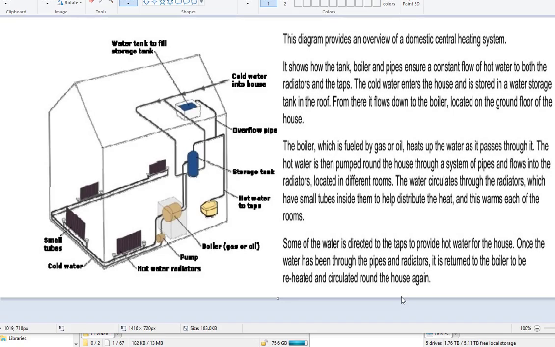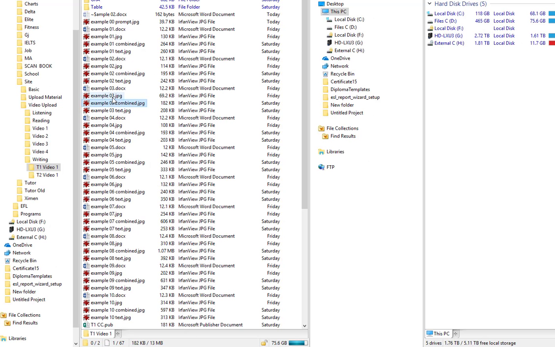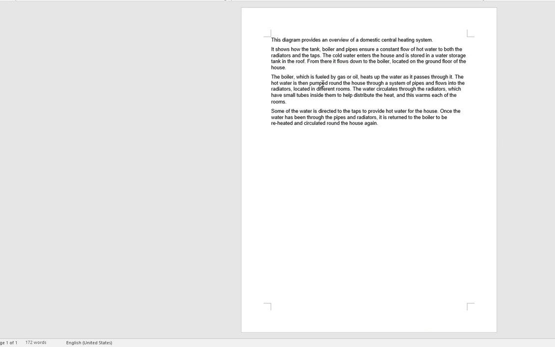Here is the second video of writing task 1 of the IELTS writing test. In this next script, we have a diagram. Now with diagrams, we're going to be using the present tense, and we expect to see a lot of passive structures being used. Let's have a look at the word count. Word count comes in at 172 words. Okay, that's a good length.